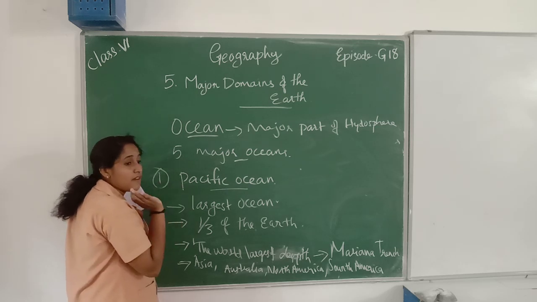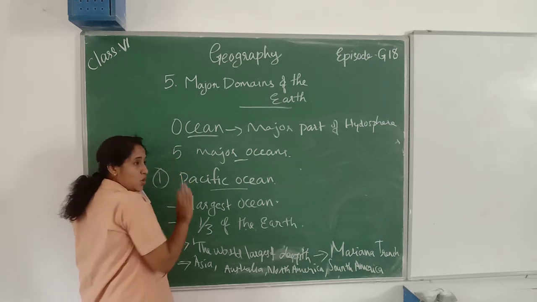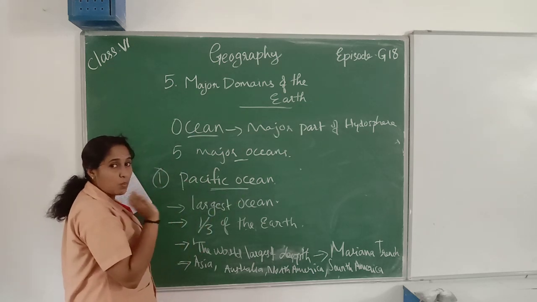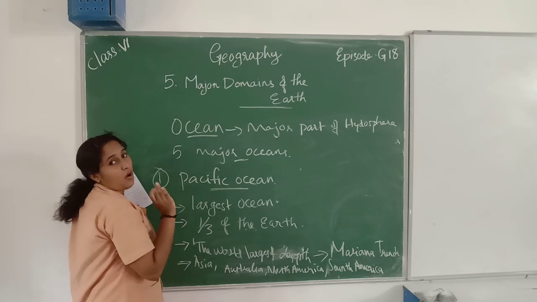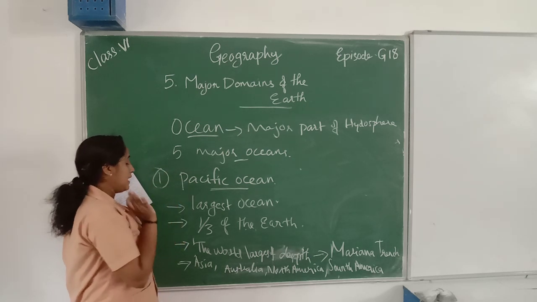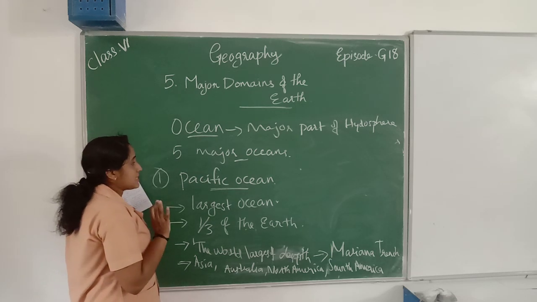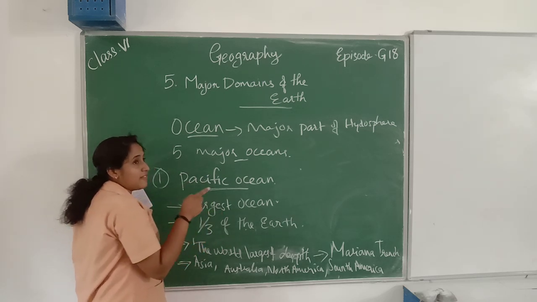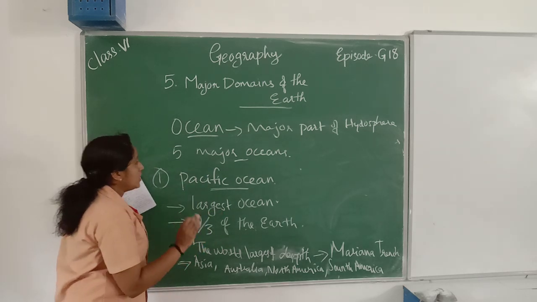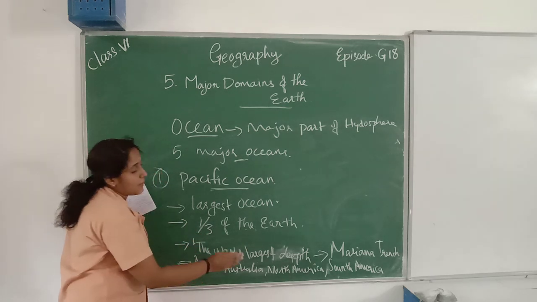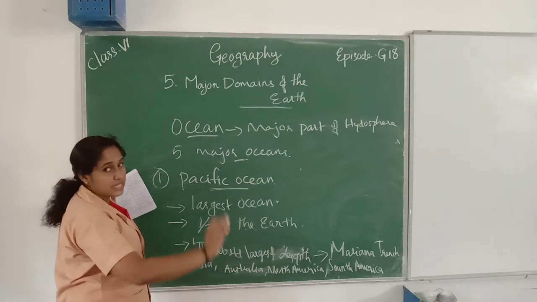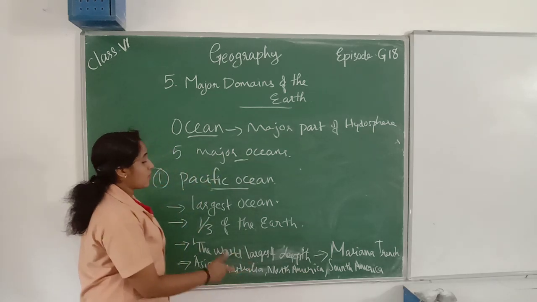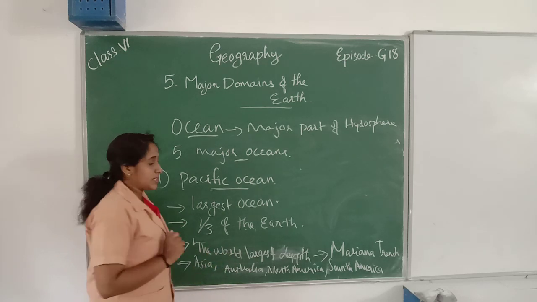Oceans are the major part of the hydrosphere. We have 5 major oceans. The first one is the Pacific Ocean. The Pacific Ocean is the largest ocean in the world. It covers one third of the Earth, and the world's largest depth, the Marianas Trench, is found in the Pacific Ocean. It has more than 11,000 meters. And Asia, Australia, North America, South America, these continents are surrounded by the Pacific Ocean. Clear?